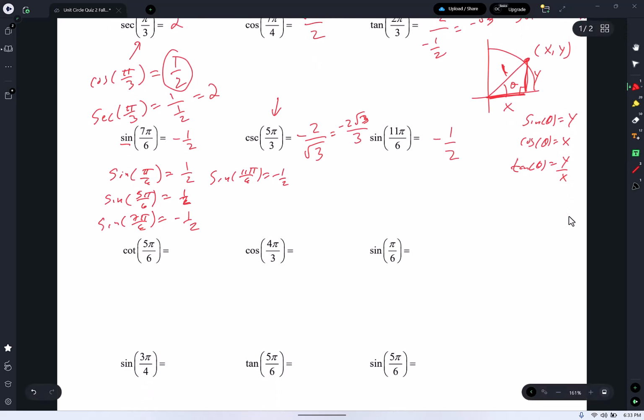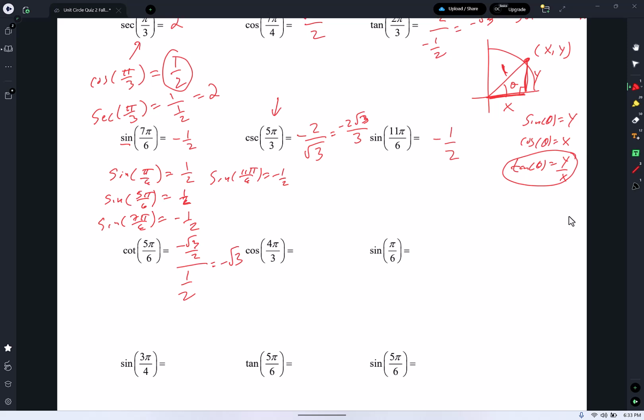Cotangent of 5 pi over 6. Cotangent is x divided by y because tangent is y divided by x, and the reciprocal of y over x is x over y. So at 5 pi over 6, you're in quadrant 2, and the coordinate is negative square root of 3 over 2, comma 1/2. So I'm going to write negative square root of 3 over 2 over 1/2. So this gives me negative square root of 3.